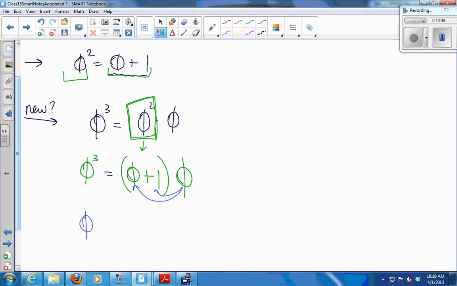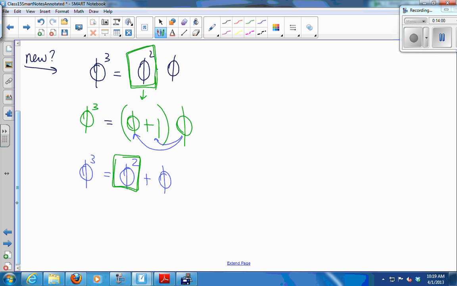Okay, so I get phi cubed. This is just coming down. Phi cubed equals phi squared plus phi. But what's phi squared equal? Phi plus 1. I'm going to make another substitution. Right, phi squared, going to replace it again with phi plus 1. Yes, we're doing the same step twice, but it's not redundant. It's just the same trick twice. So replacing phi squared with phi plus 1, and then plus phi.